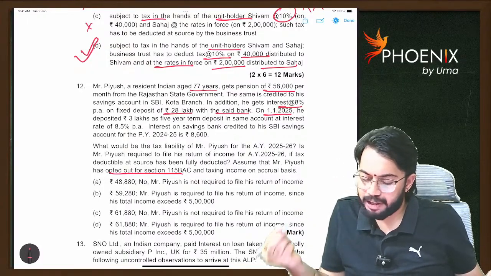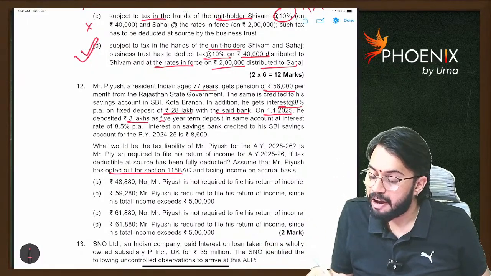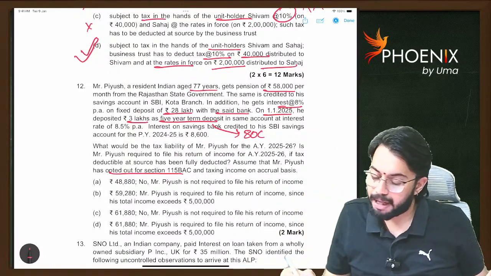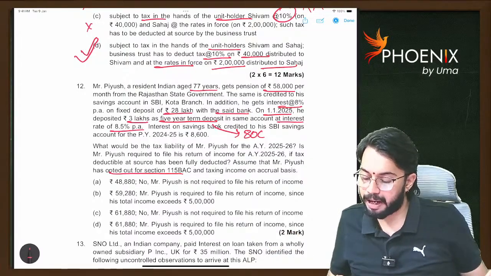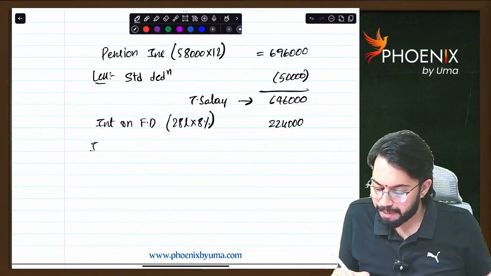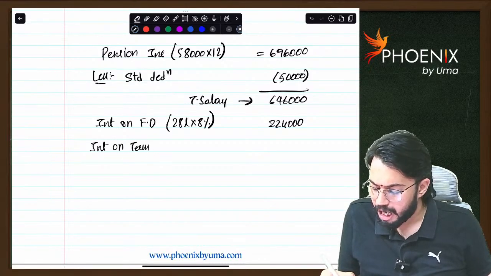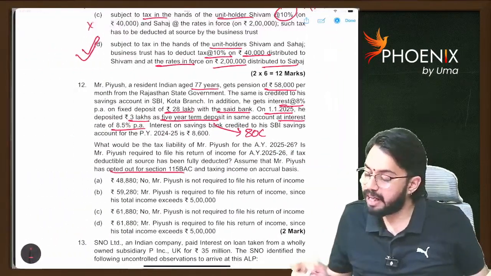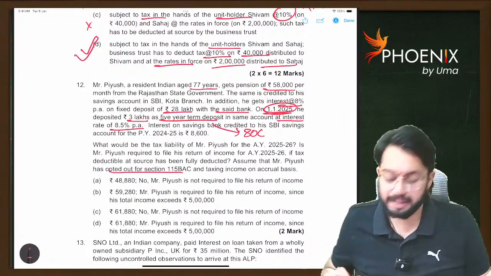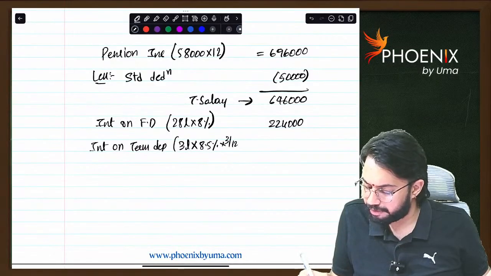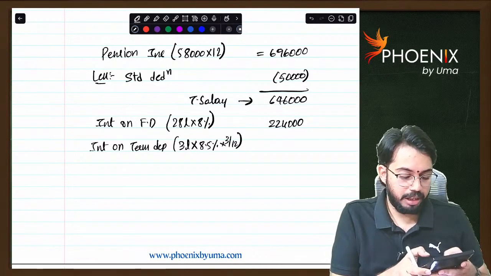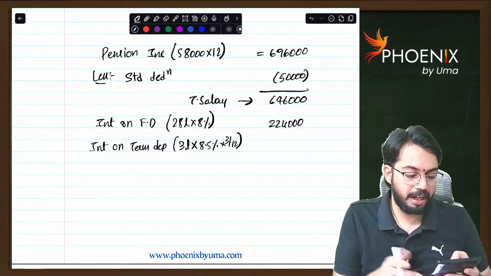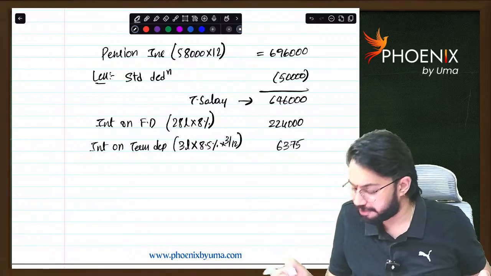On 1st January 2025, he deposited 3 lakhs as 5-year term deposit. This is eligible for deduction under section 80C in the same bank at interest rate of 8.5% per annum. So, how much is interest on term deposit? How much he deposited? 3 lakhs, right? 3 lakhs into 8.5%. When he deposited on 1st January, that means 3 months, into 3 by 12. 3 lakh into 8.5% into 3 by 12, 6,375.